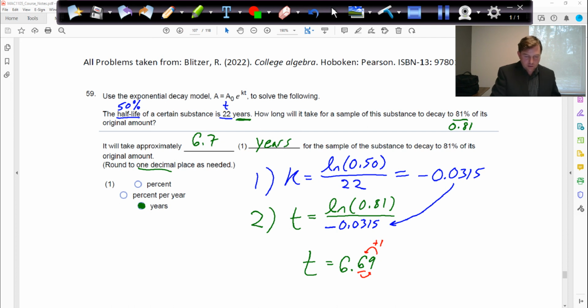So in 22 years, I have 50% of my substance, which means if I want 81% of the substance, it's going to be fewer than 22 years. So closer to 7 years. If I wanted less than 50%, let's say they said 20% of your substance, well, that time's going to be longer than 22 years. So every 22 years, I'll have half of my original substance.